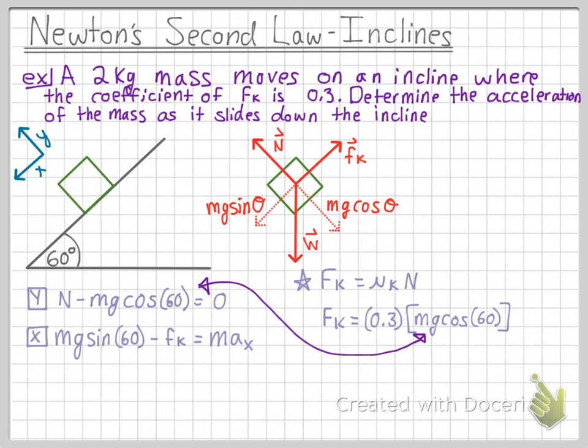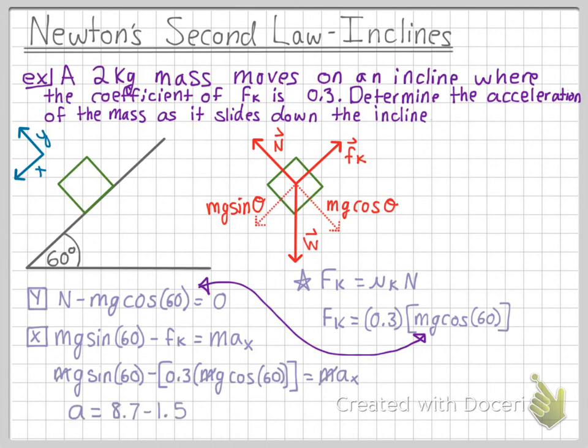So now we have an equation for the kinetic friction force. So let's place this value into the x direction's Newton's second law equation. So we can then plug in our known values, and we see that the acceleration is equal to 7.2 meters per second squared.